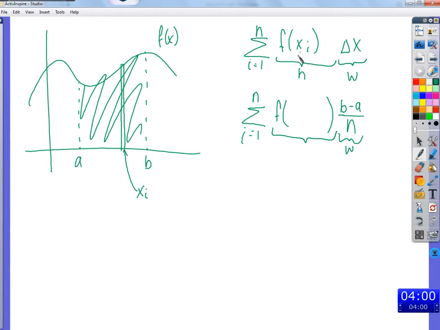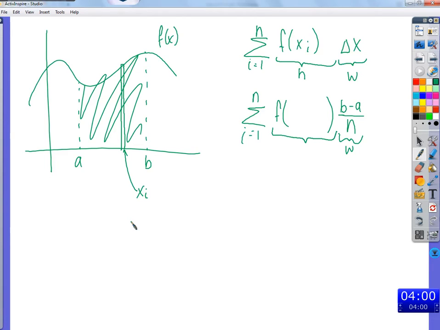How are we going to find where that is? Where is that x sub i? b minus x of i? Well, x of i is an x value right there. b is this x. So b minus x of i would just give me this distance. What are we trying to find? We're trying to find where this is. How can I write this in terms of a and b and n? Let's say it this way.